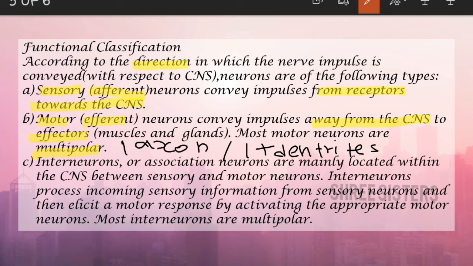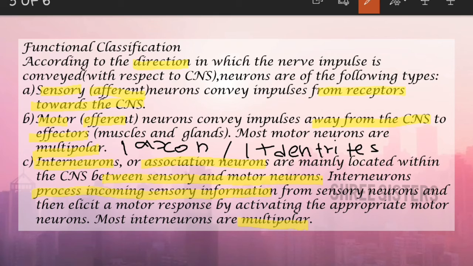And the next type, interneurons, are association neurons. They are located inside the central nervous system itself, between the sensory and motor neurons. They will process the incoming sensory information from the sensory neurons and then elicit a motor response by activating the appropriate motor neuron. Most interneurons are multipolar. So what do these interneurons or association neurons do? They help for the association between the sensory and motor neuron.